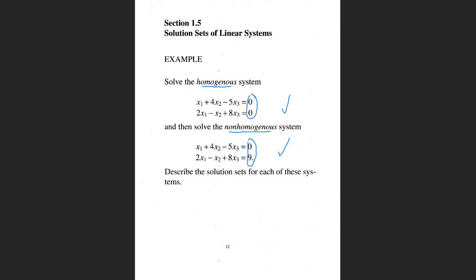Now, what we want to do is describe the solution sets for each of these systems. So let's focus on perhaps the easier system of equations, this first system. Now, geometrically, what do these equations describe? We have two equations. Geometrically, what do they describe?